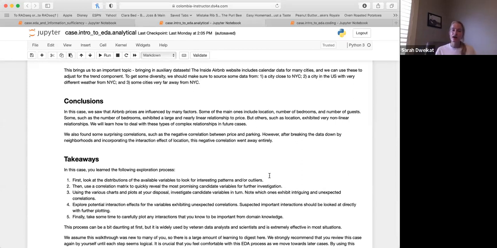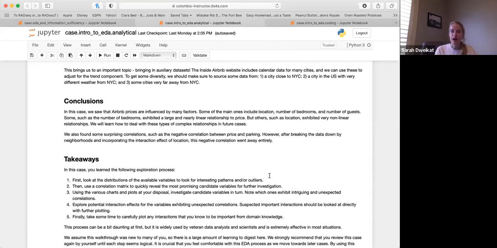So we saw that Airbnb prices are influenced by a few different factors. Location was a big one, not necessarily linear though, which was important to look at. The number of bedrooms, we investigated that a little bit more and found that yes, it is positively correlated with price, but there were some caveats. There's a huge variation for one bedrooms, which is why we didn't see a really strong correlation. And also the number of guests: the number of people that can be accommodated by your rental was also positively correlated with price.